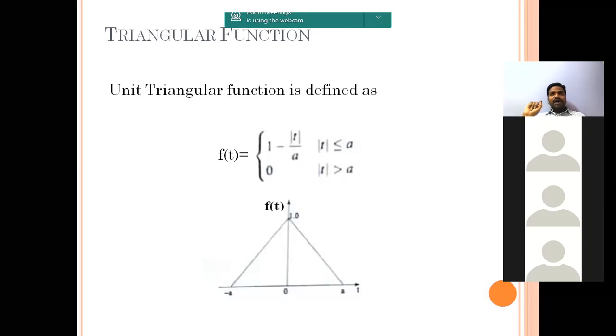Whenever I use the words consider an input function as a triangular function or sinusoidal function or unit step signal or unit ramp function, obviously you need to remember the basic definitions of those signals. Then only is it possible to solve problems in signals and systems. Otherwise it is very difficult without remembering the basic definitions. So I am going to explain each and every input function that we use regularly in signals and systems. Here I'm using the triangular function. Is my screen visible?